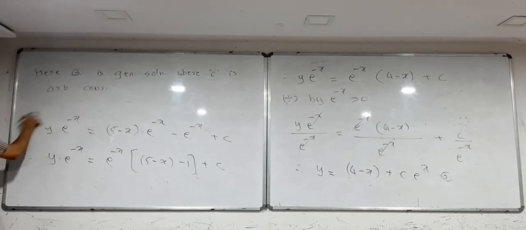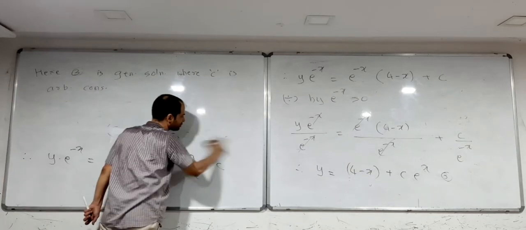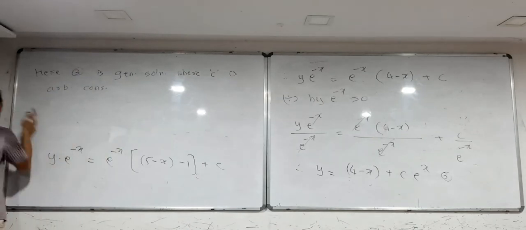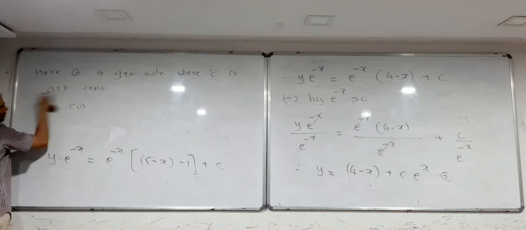Okay, now it passes through which point? It passes through 0, 2. The curve passes through 0, 2. So put 0, 2 equal to x, y in result number 3. The point 0, 2 is on the curve.